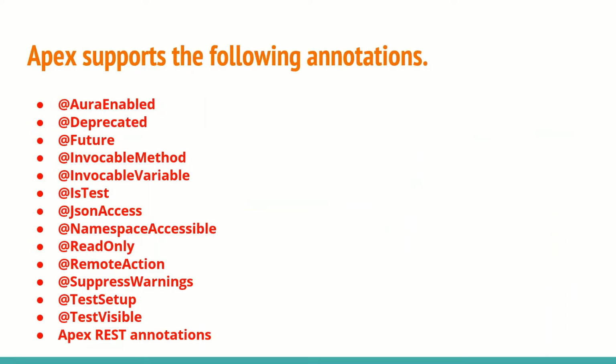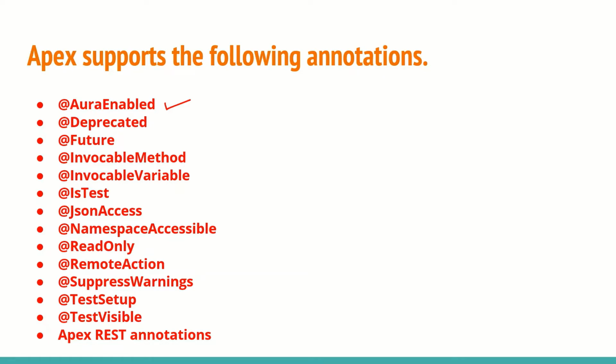Apex supports the following annotations, that is AuraEnabled. It is used when we are calling data in Aura components, or in Lightning web components also. When we are calling data from server calls, we annotate that particular method with AuraEnabled. Then deprecated, I'm not very sure of. In the later part of the video we will discuss that.